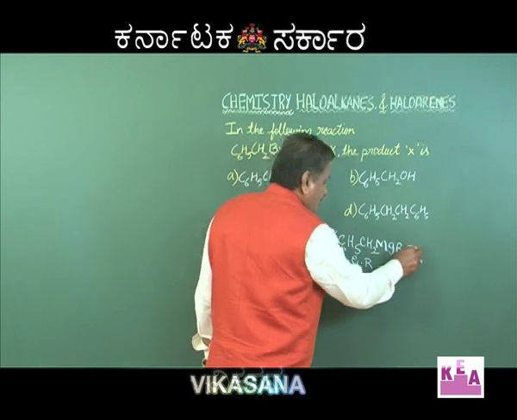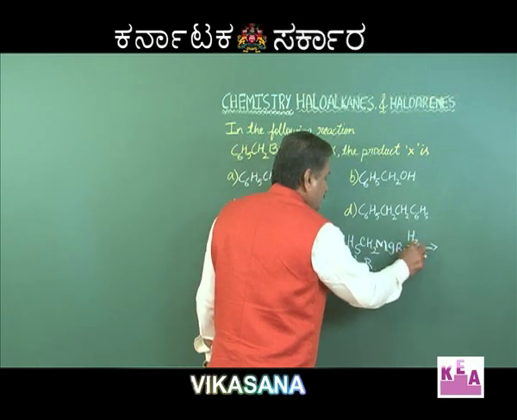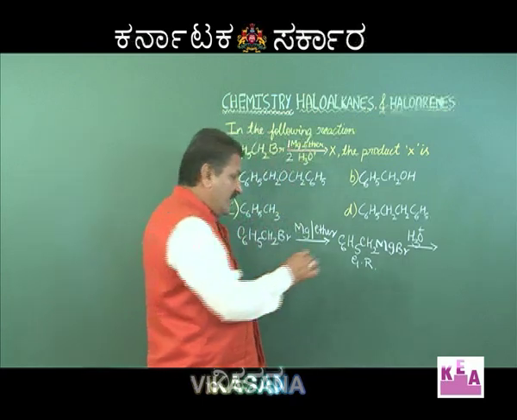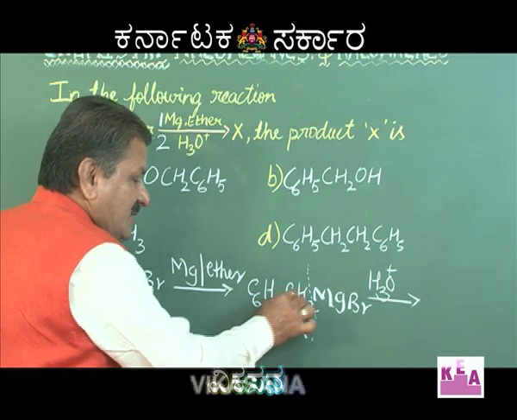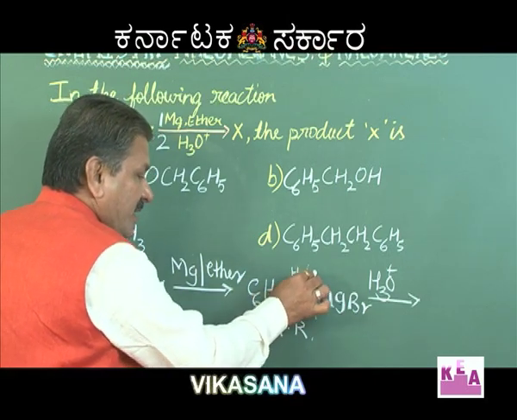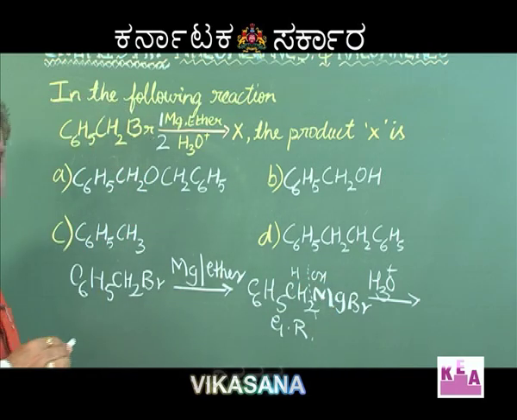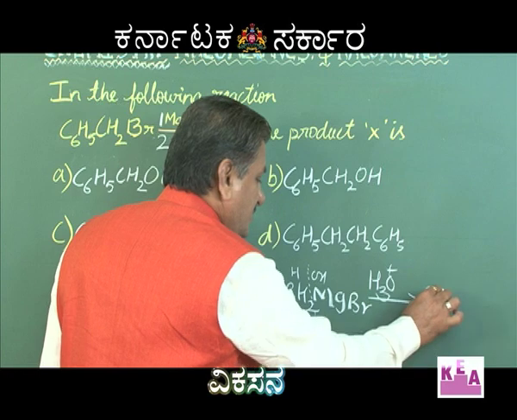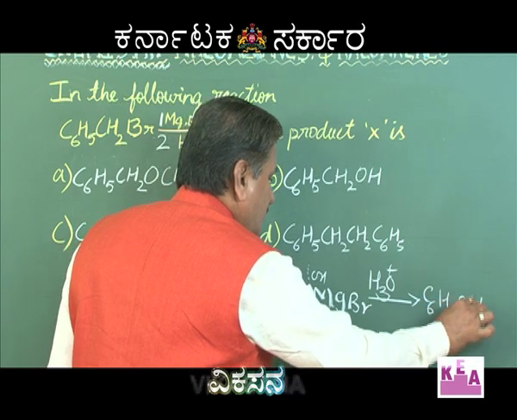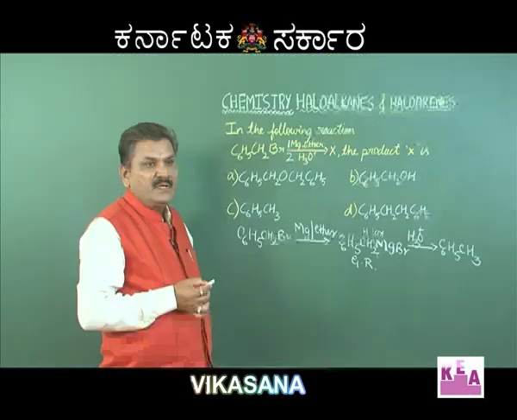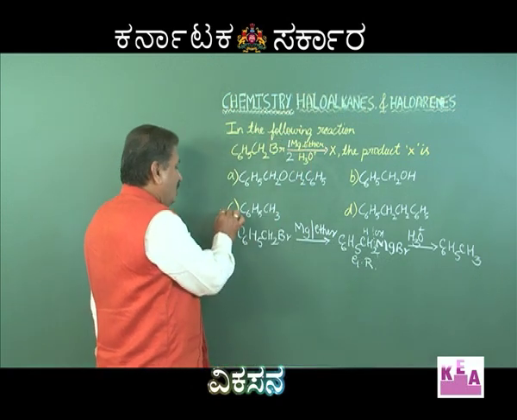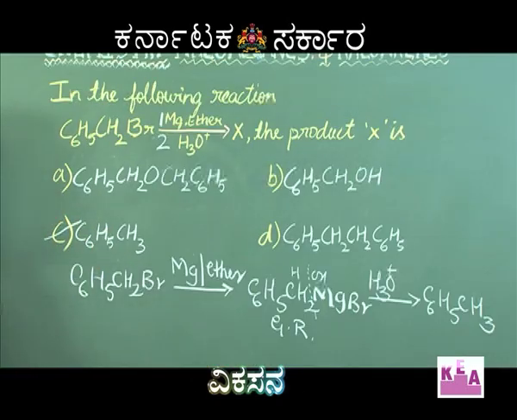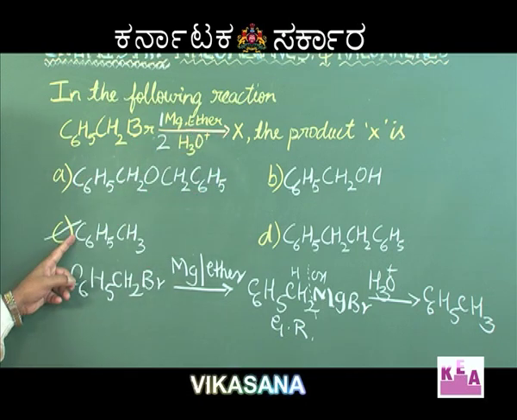This undergoes hydrolysis at this CH2MgBr. So, here we have the hydrolysis of this Grignard reagent yielding the product C6H5CH3. So, this product C6H5CH3, toluene, is in option C. Therefore, the correct option, the X in this, is C6H5CH3, that is C.